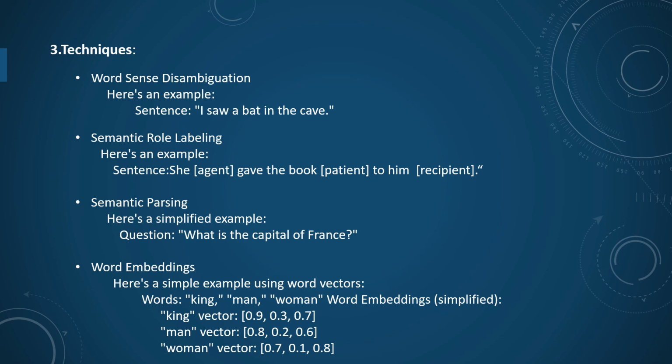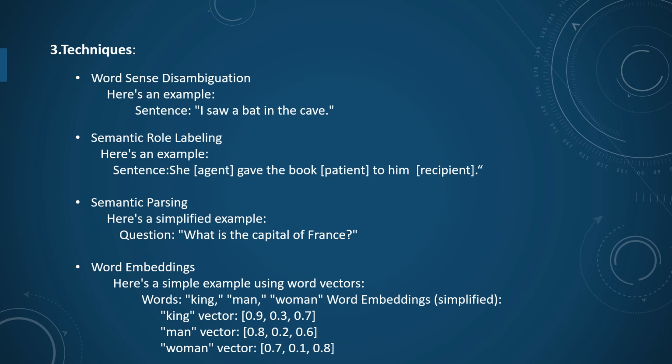The first one is word sense disambiguation, also known as WSD. It's the process of determining the correct meaning of the word in a given context. Here is an example: I saw a bat in the car. Here, bat could refer to a flying mammal or a piece of sports equipment. WSD helps to determine whether the bat in this context refers to the animal or the sports equipment.